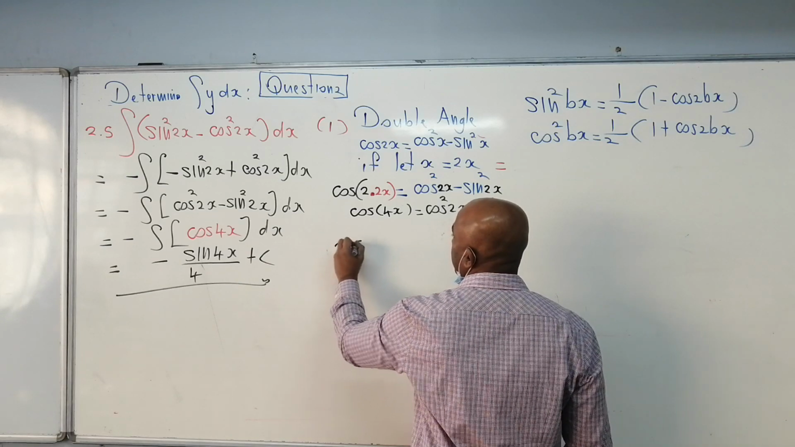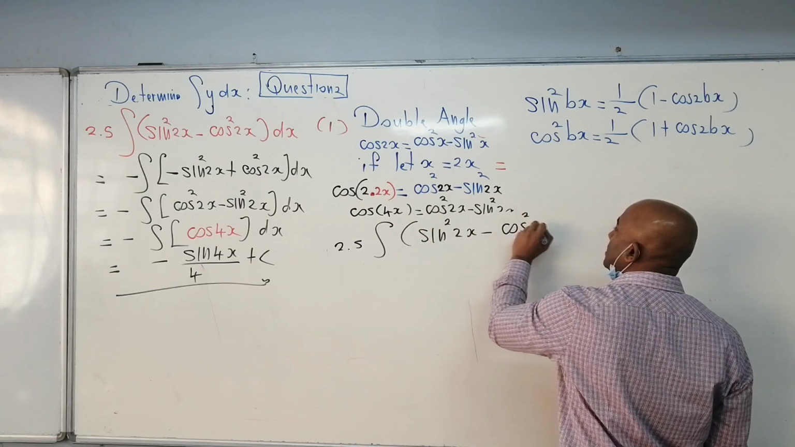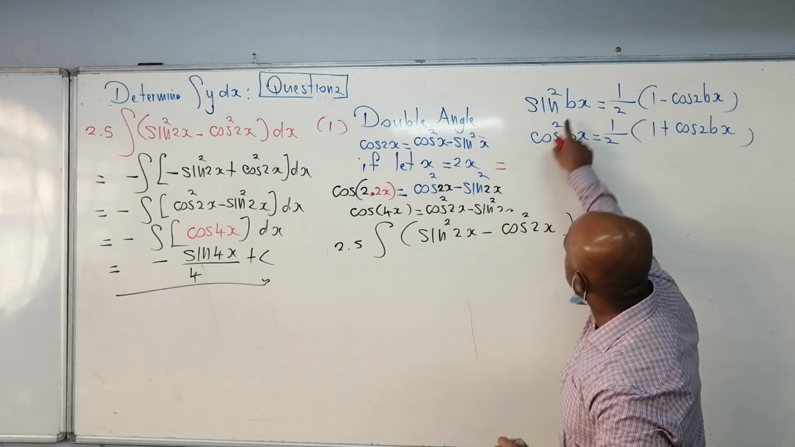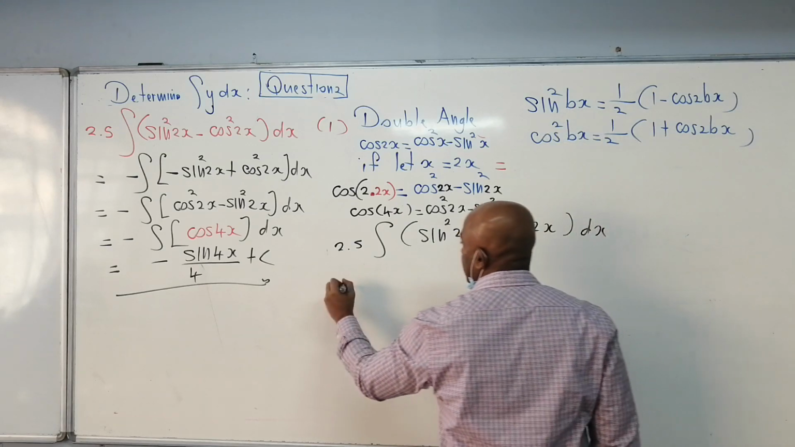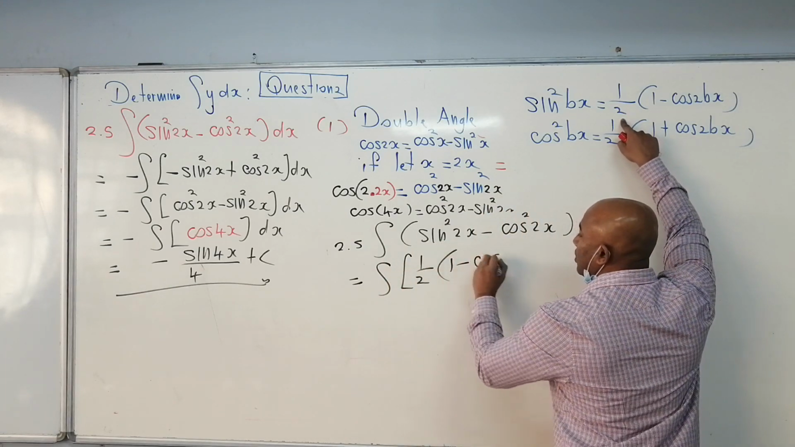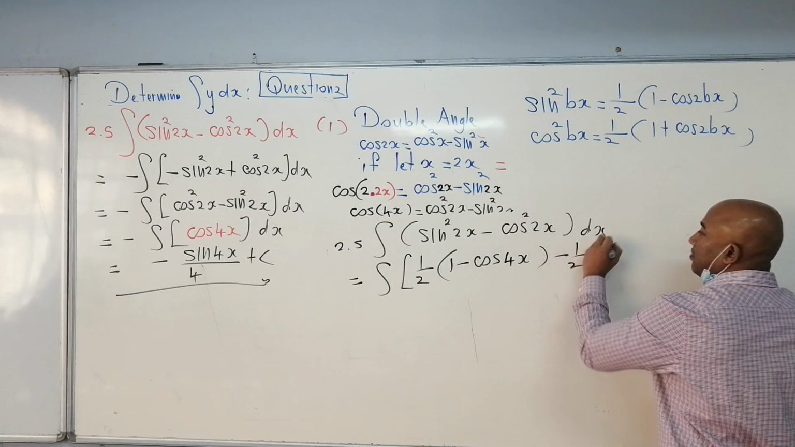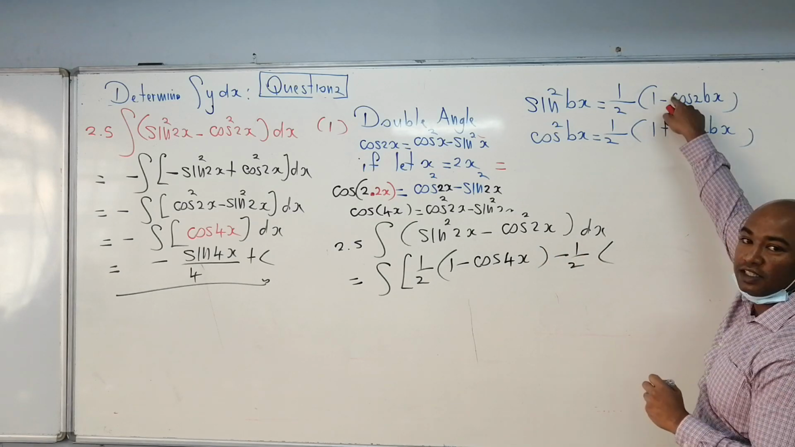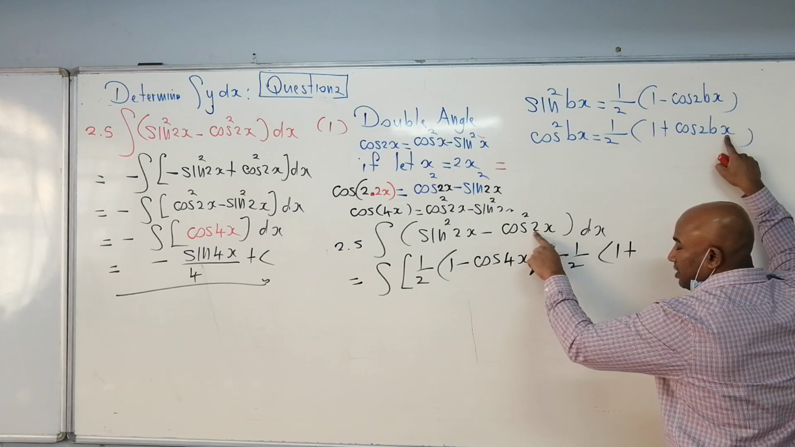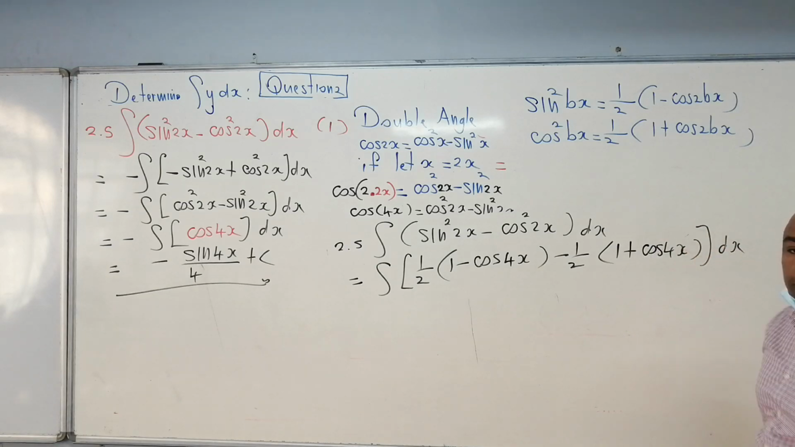Let's redo. So 2.5, I got sine squared 2x minus cos squared 2x dx. So if you went this route, and I got sine squared 2x, my b is 2 there. Can you see that? So this can be written as half, so there's my half, 1 minus cos 2b. So that 2 times 2 will be 4. Minus half into 1 plus cos. The only difference is the plus sign there. So it's going to be 1 plus cos of 2b. Whatever b is, 2. So 2 times 2 will give me 4. So you could have done it this way.